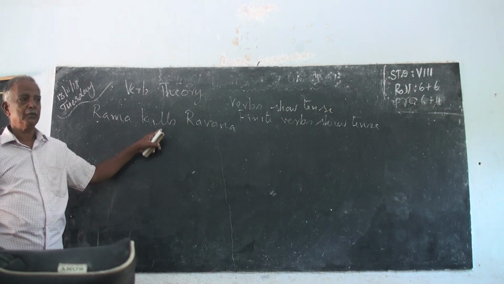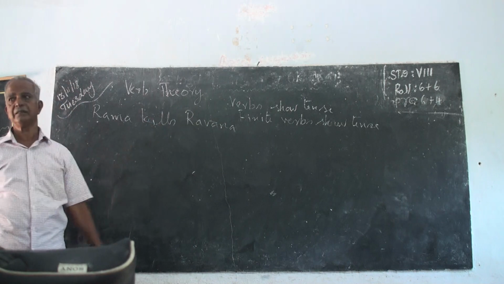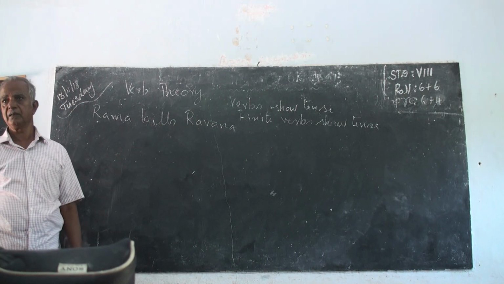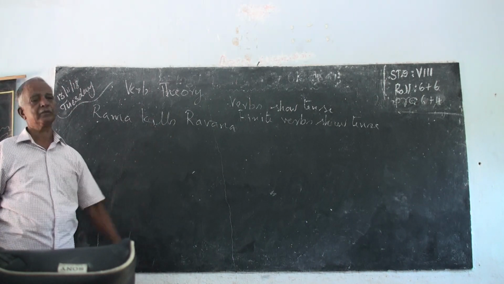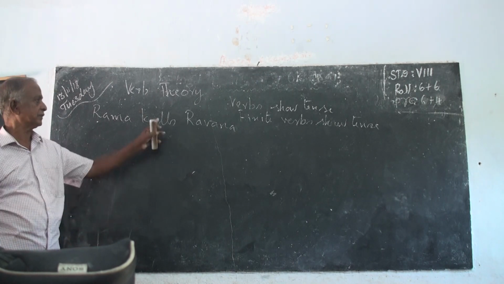Why is it a transitive verb? Because there is an object for it. So, it is a transitive verb. Why is it a finite verb? Because it will show tense.